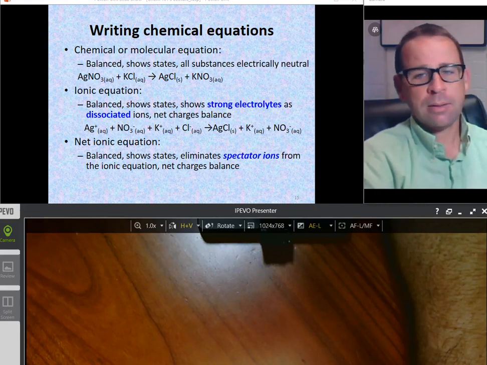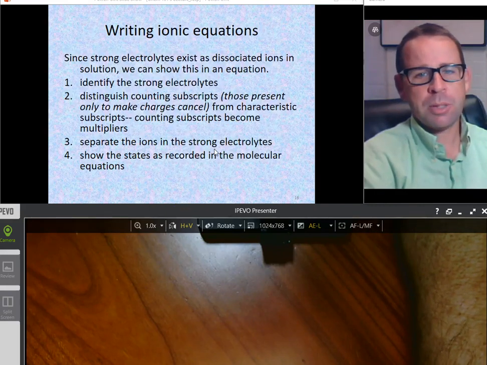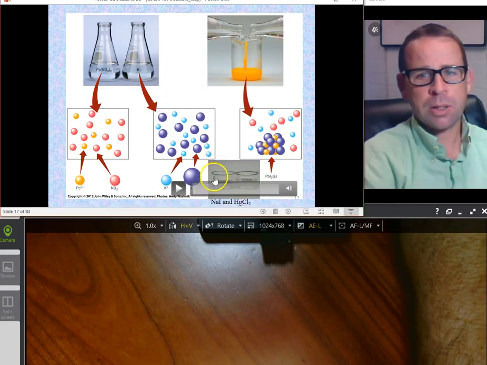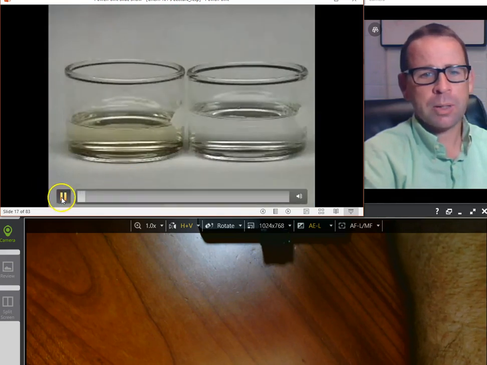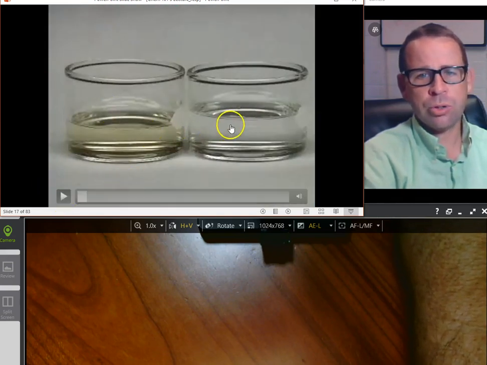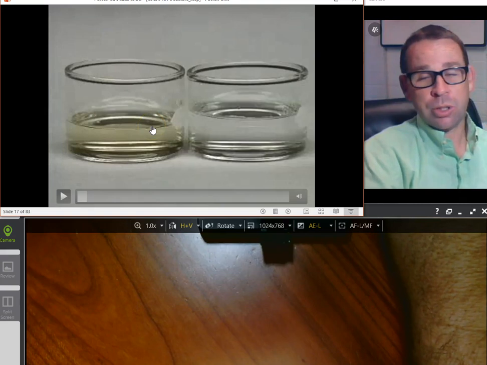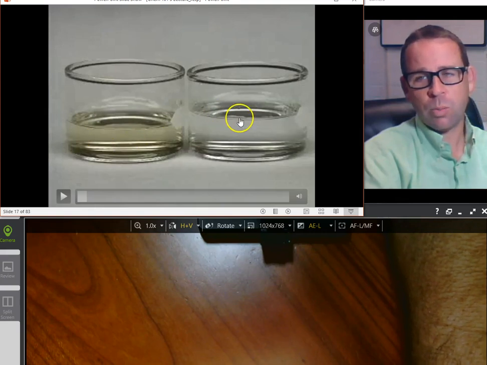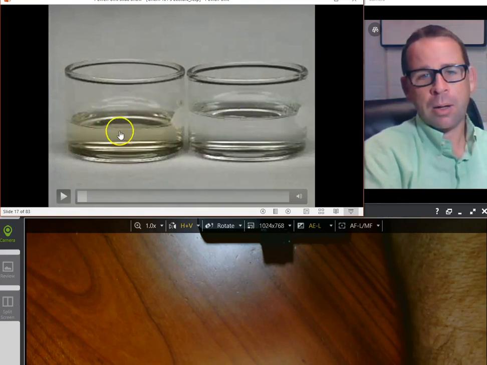So, an example of a precipitate. Let me show you a video here. We'll watch a precipitate form when we combine these two solutions. They're solutions, again. A solution means a solvent. The solvent in both of these scenarios is water. A solution is a solvent with something dissolved in it.